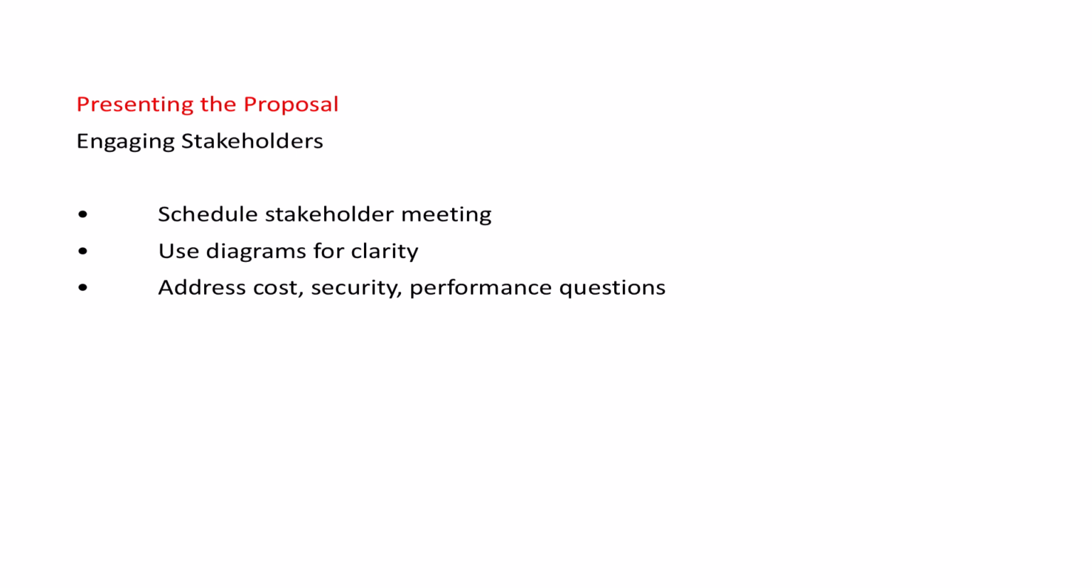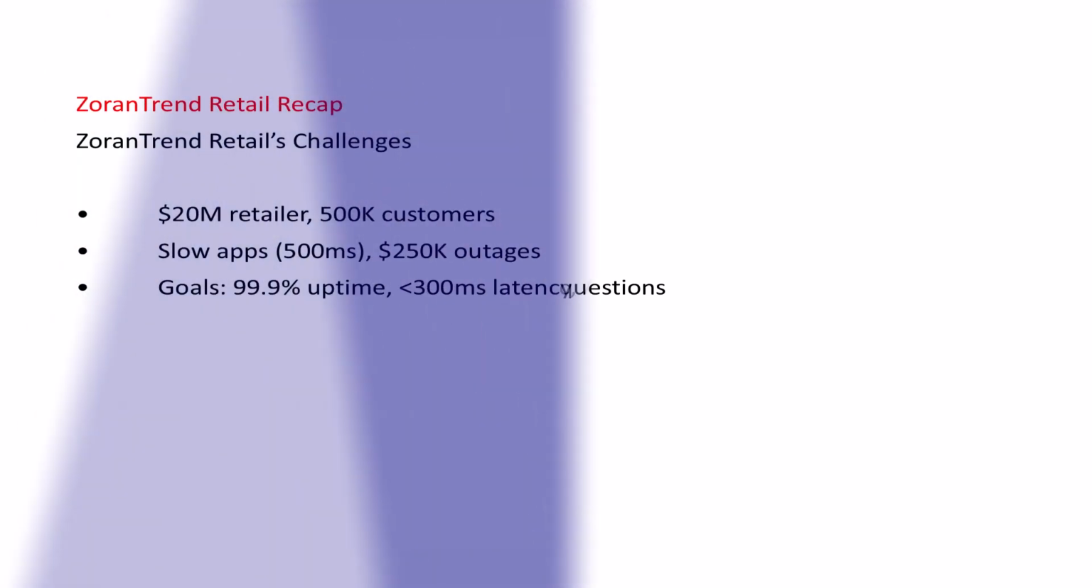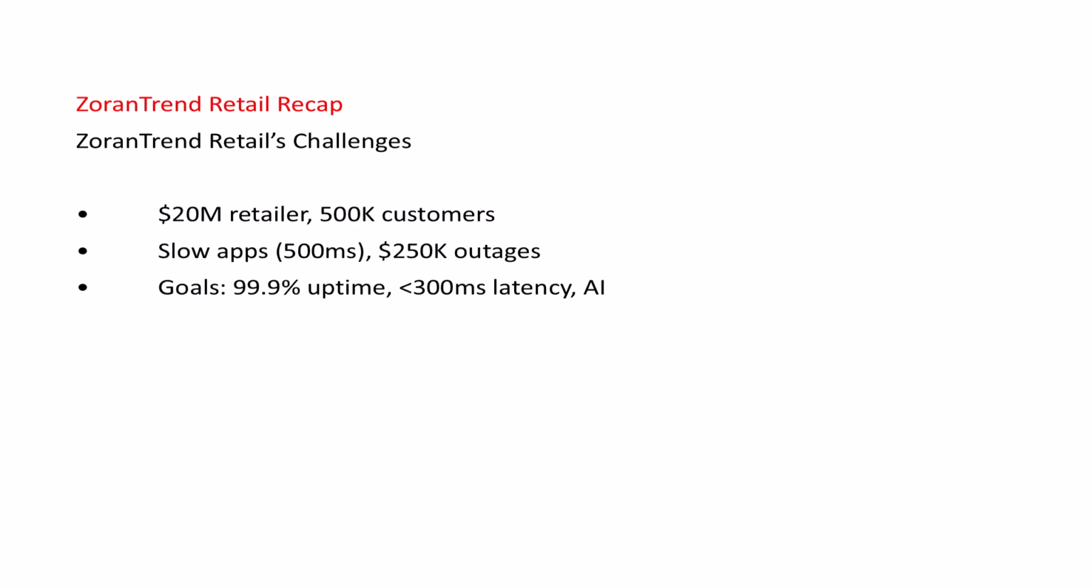Present the proposal. Convene a meeting with key stakeholders to present the architectural proposal, using visuals like diagrams to clarify complex concepts. Be prepared to address questions on cost, security, compliance, and performance. Collect feedback. Gather stakeholder feedback during this session to inform potential adjustments to the proposed architecture. Now let's turn back to the full architecture design.